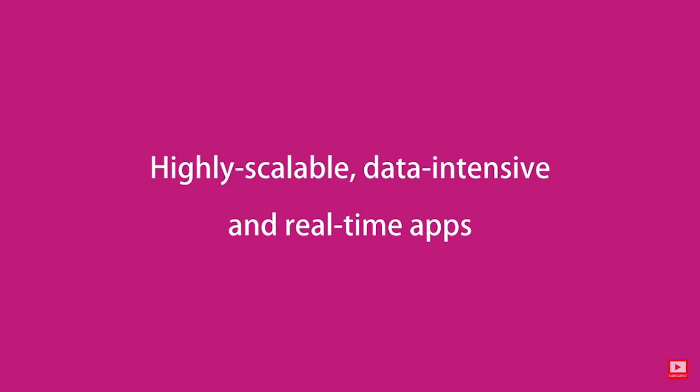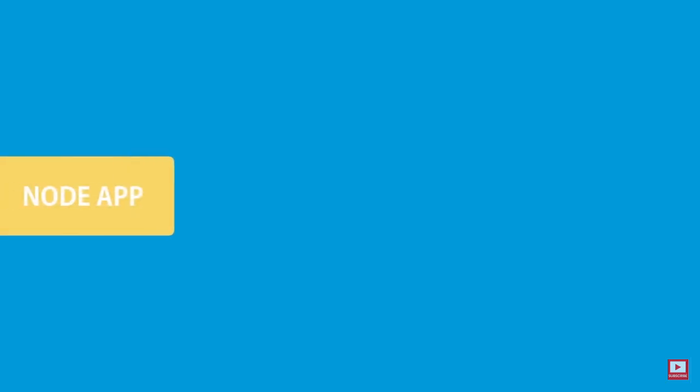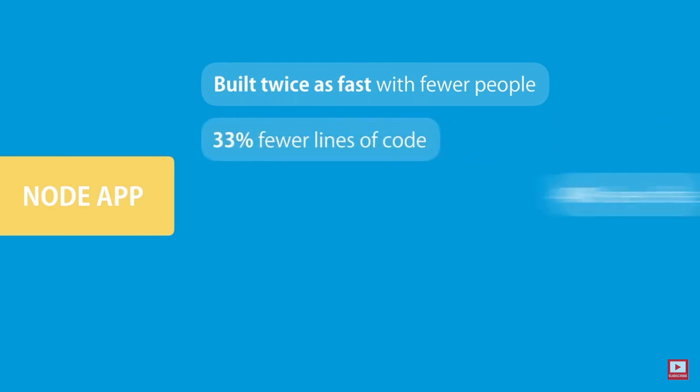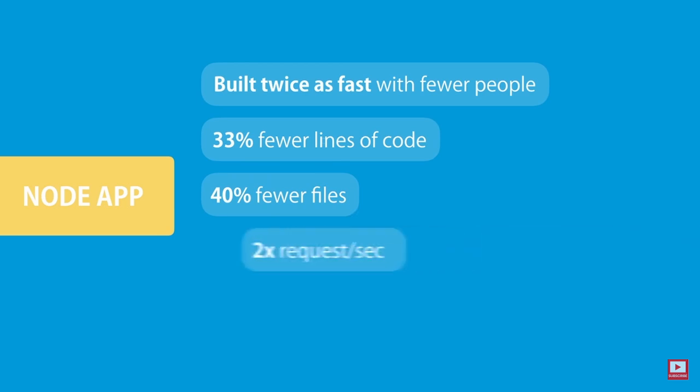It's used in production by large companies such as PayPal, Uber, Netflix, Walmart, and so on. In fact, at PayPal, they rebuilt one of their Java and Spring-based applications using Node, and they found that the Node application was built twice as fast with fewer people, in 33% fewer lines of code, and 40% fewer files. And more importantly, they doubled the number of requests served per second while decreasing the average response time by 35%.